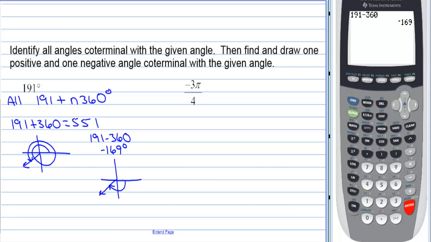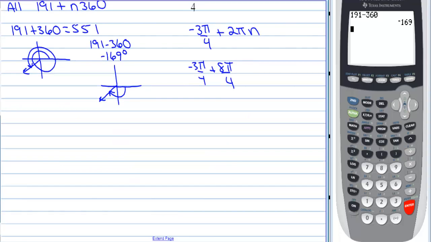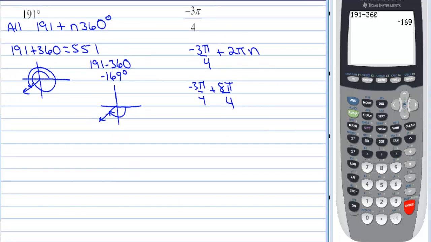And then with radians, we have negative 3 pi over 4 plus 2 pi n. That would be all of them. Now I need a positive and a negative. Negative 3 pi over 4 plus 8 pi over 4. That's plus 2 pi using common denominators. So that is 5 pi over 4.